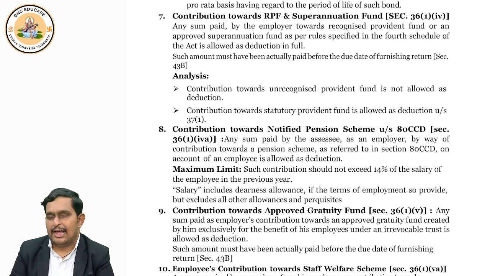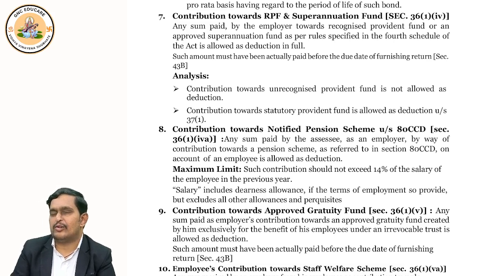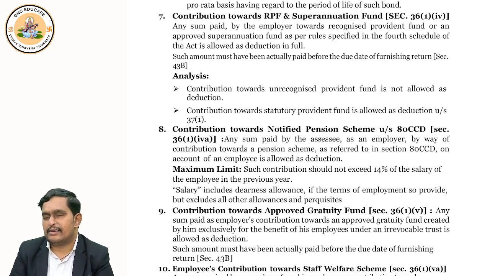Okay. I'll tell you, 14% of salary. Salary means what? Salary means basic pay plus DA retirement only. No other item. No allowances, no perquisite. Only basic pay plus DA should be taken. And whatever salary comes, into 14%. Who should contribute? Employer contributes if he has taken NPS in his company. Right? Is it allowed as deduction? Yes, under section 36, it is allowed as deduction.